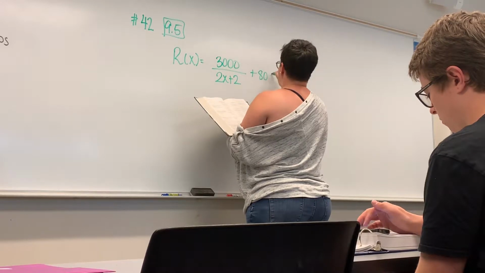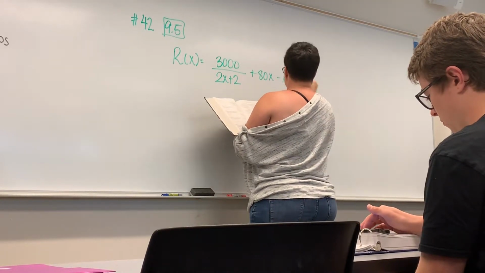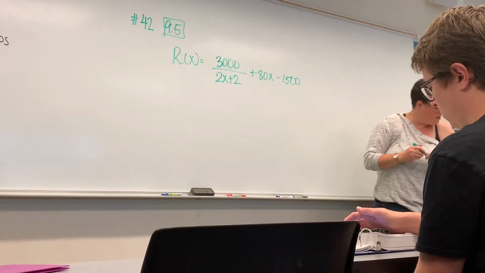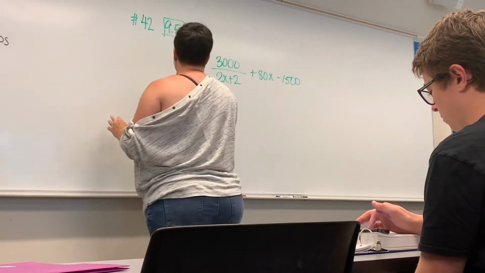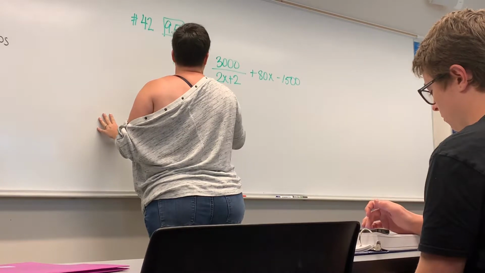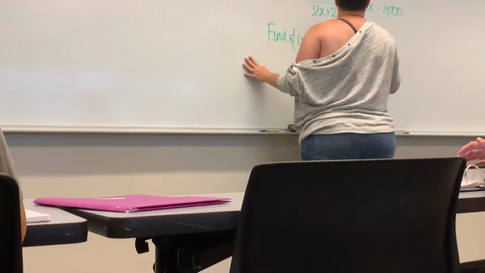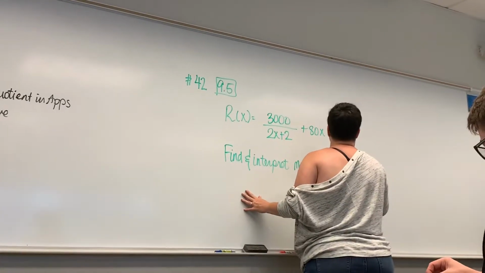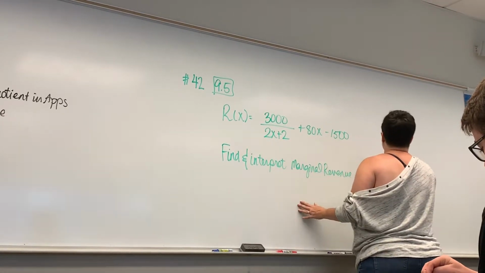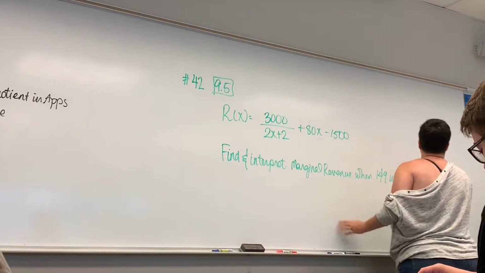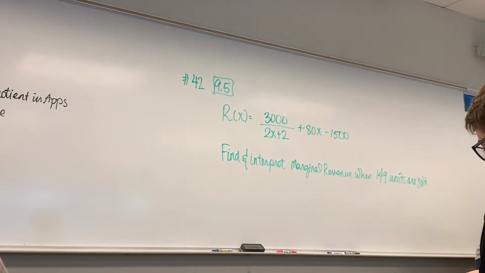It's got a revenue function equal to 3,000 over 60x squared plus 80x minus 1,500. And it wants you to find the marginal revenue when 149 units are sold. Find and interpret. Marginal revenue when 149 units are sold.